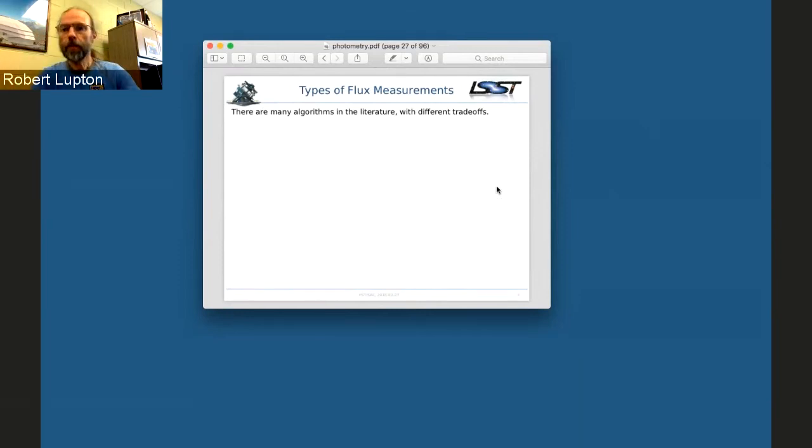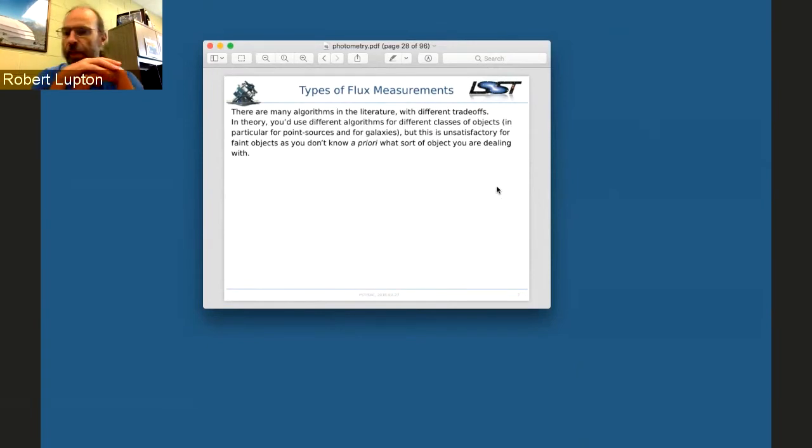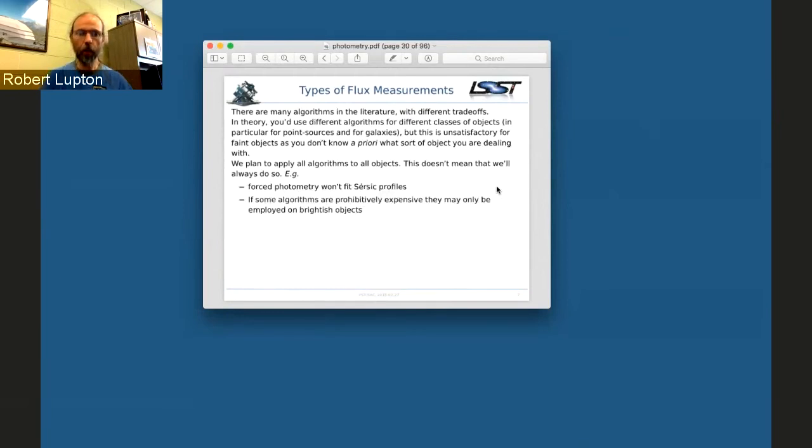So, types of flux measurements. Lots of algorithms in the literature. I said most of this already. It's really valuable to use an algorithm that can be applied to all objects. And in fact, we certainly plan to apply all algorithms to all objects, but not always necessarily. So in forced per epoch on a 30-second exposure, we won't fit Sérsic profiles to the galaxies because they're going to be the same on each epoch and you get very much higher signal to noise. And we reserve the right to not use some extremely expensive algorithms on all objects.